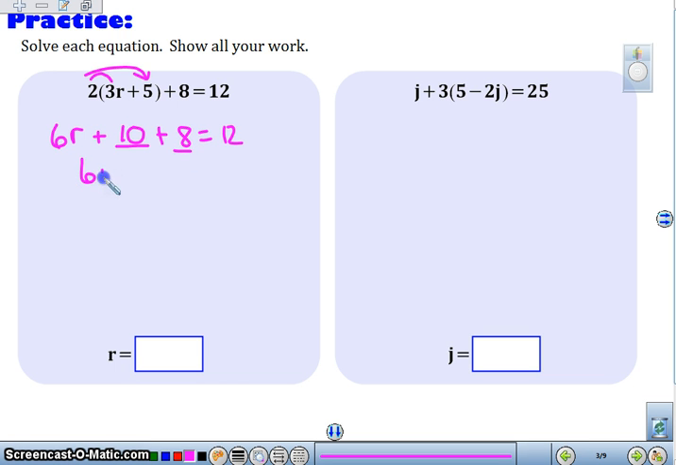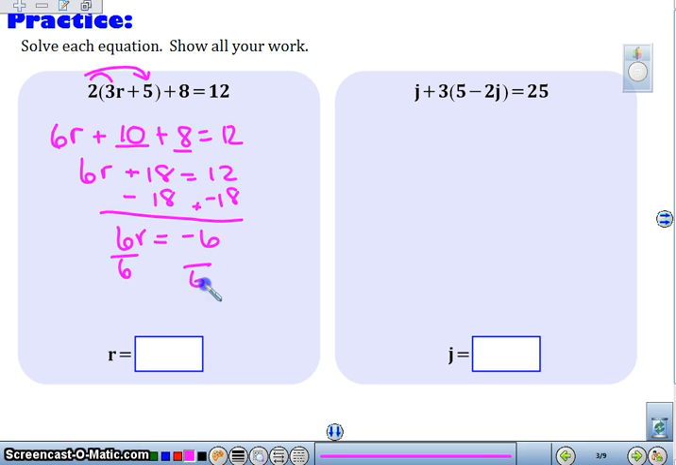So I'm going to add 6r plus 18 equals 12. If I'm adding those together, I am now going to subtract 18 from both sides, so that I now have 6r is equal to negative 6. Those of you that struggle, if you want to change it to plus a negative 18. Dividing by our coefficient, r equals negative 1.